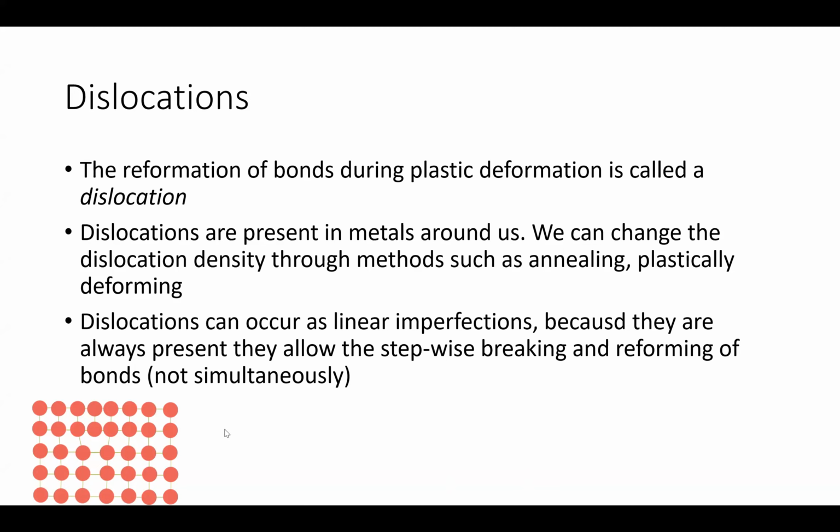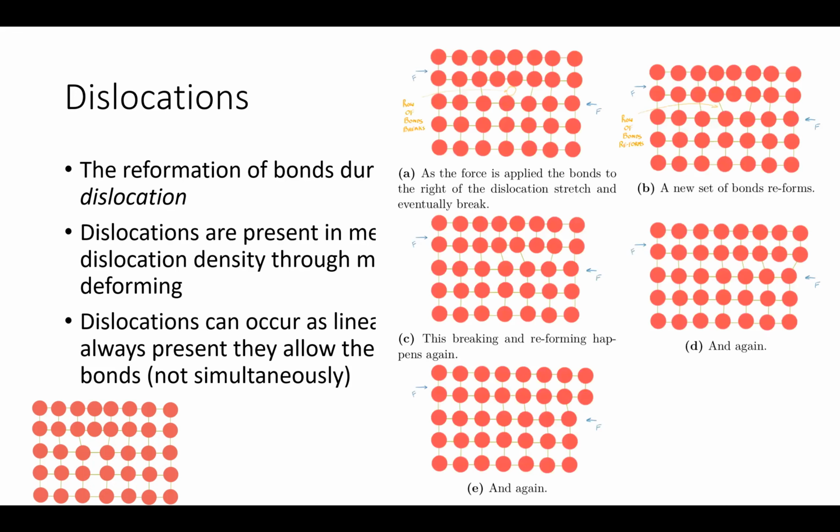So if we look at the figure in the bottom left, this would be your dislocation. And based off of the figure from the textbook, this is how this would occur. You'd have this row of bonds breaking and reforming, and it keeps going down the chain until it hits the end. So as you can see here, this would be linear. Okay.